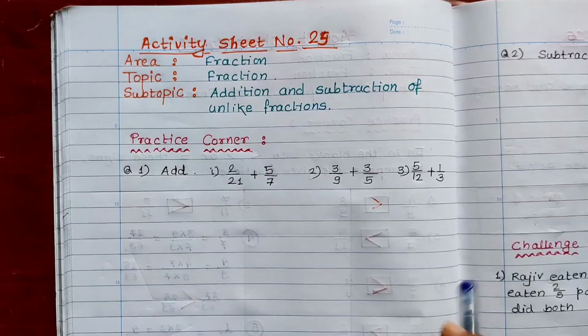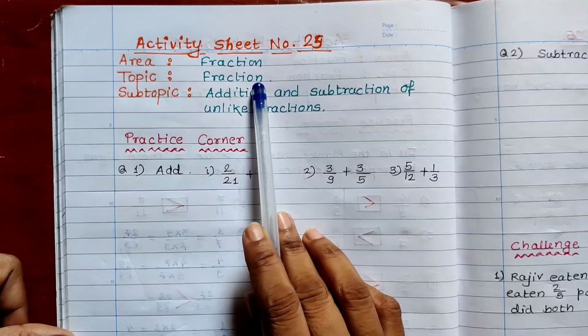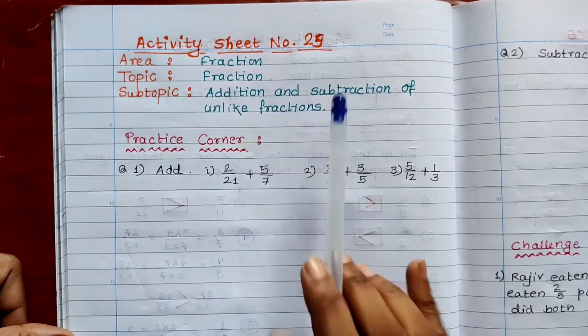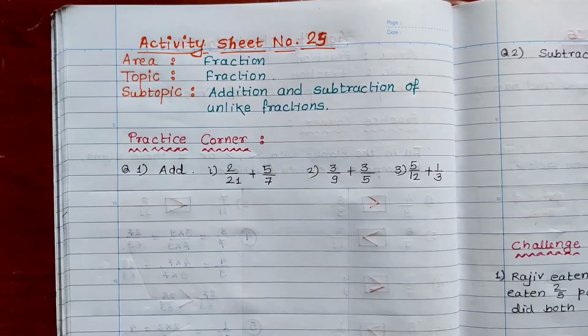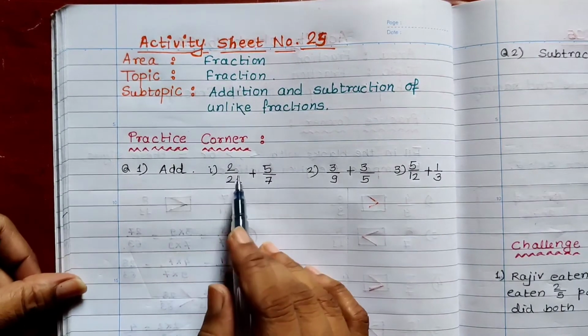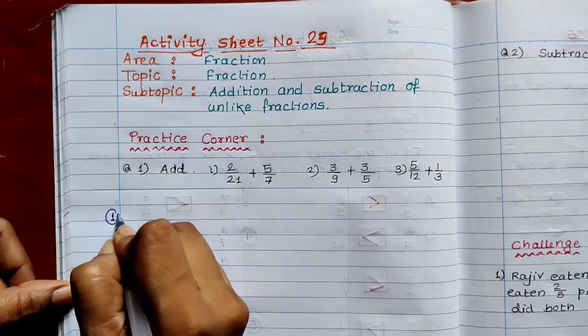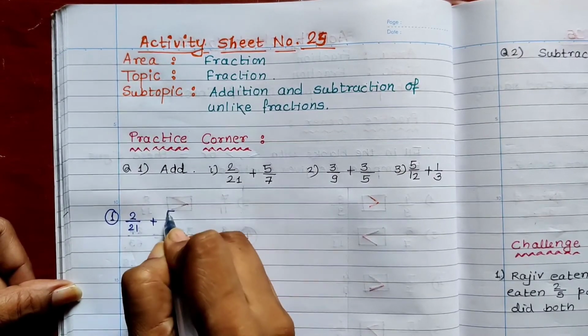So children, this is our activity sheet number 25. Area is fraction, topic is fraction, subtopic is addition and subtraction of unlike fractions. So let us solve the sums. Practice corner, question number 1 is add 2 upon 21 and 5 upon 7. So first sum we will write 2 upon 21 plus 5 upon 7.